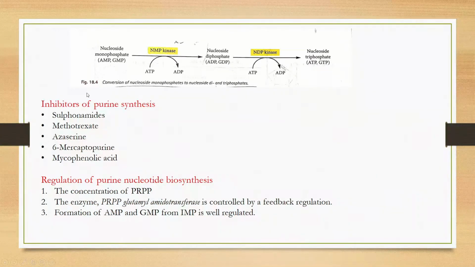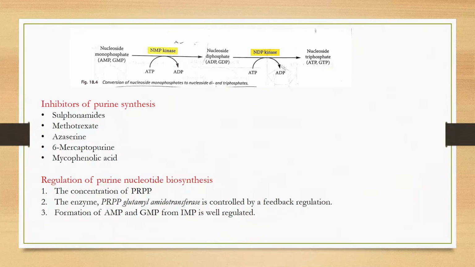Now come to inhibitors. We have mentioned already sulfonamides, inhibitors of purine synthesis. We have seen the vitamin folic acid plays a crucial role. We have already discussed the N5, N10 tetrahydrofolate and N10 formyl tetrahydrofolate. So folic acid plays a crucial role in purine biosynthesis. You have seen number 4 and number 10 reactions.